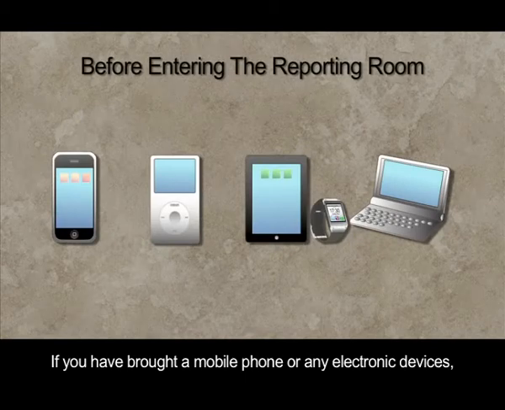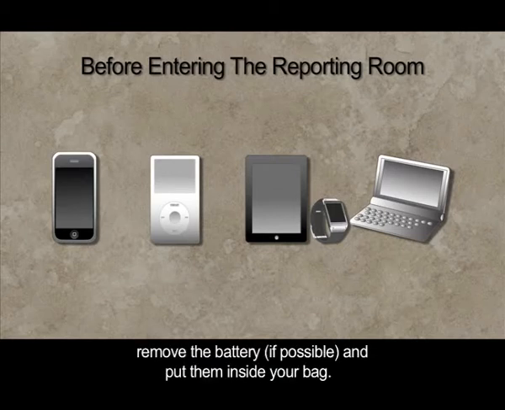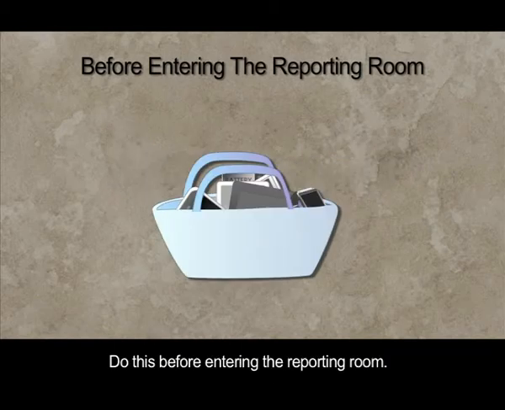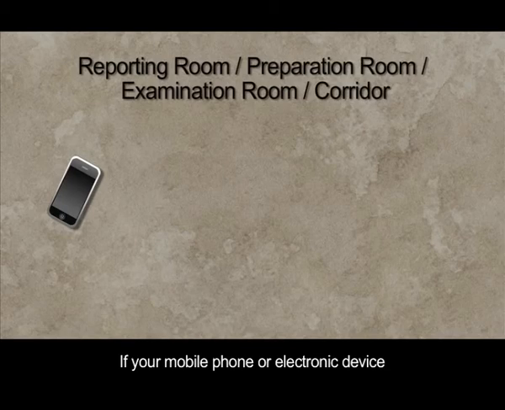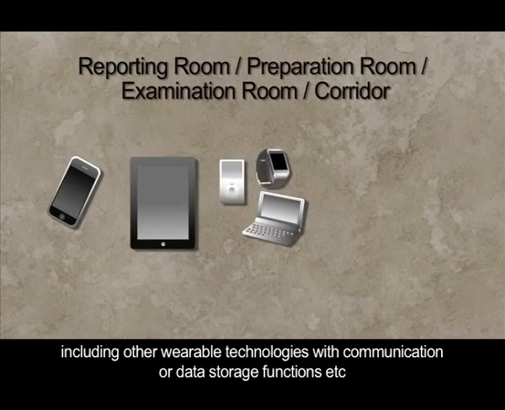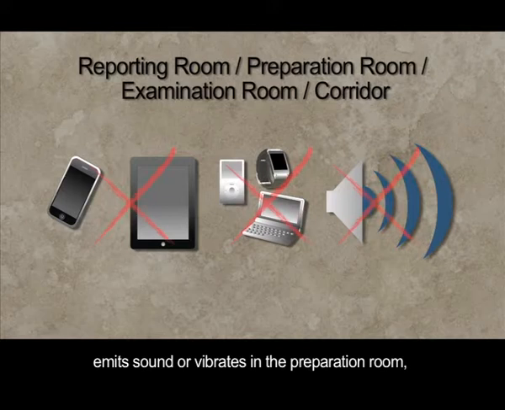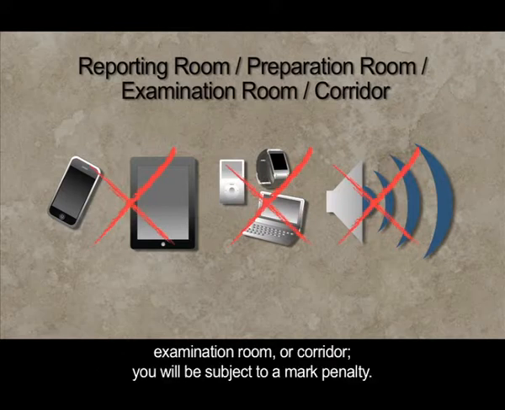If you have brought a mobile phone or any electronic devices, you must turn them off, including the alarm function, remove the battery if possible, and put them inside your bag. Do this before entering the reporting room. If your mobile phone or electronic device, including other wearable technologies with communication or data storage functions, etc., emits sound or vibrates in the preparation room, examination room, or corridor, you'll be subject to a mark penalty.